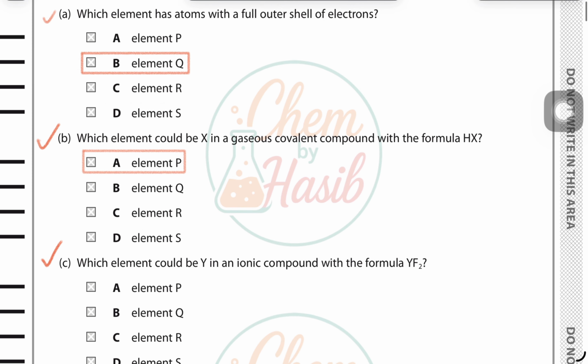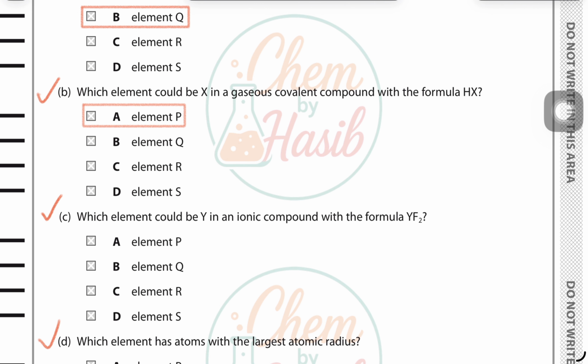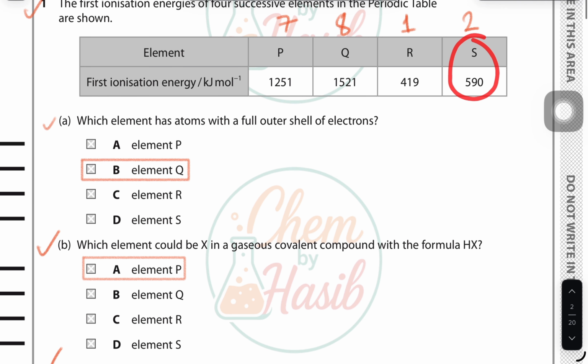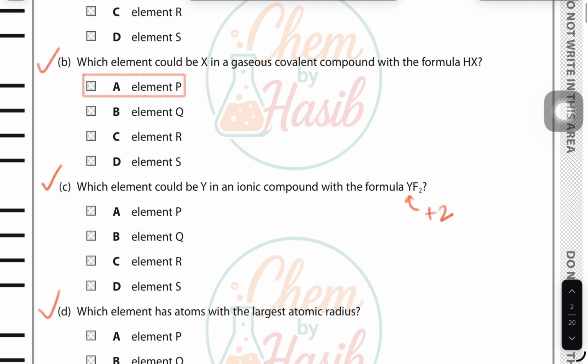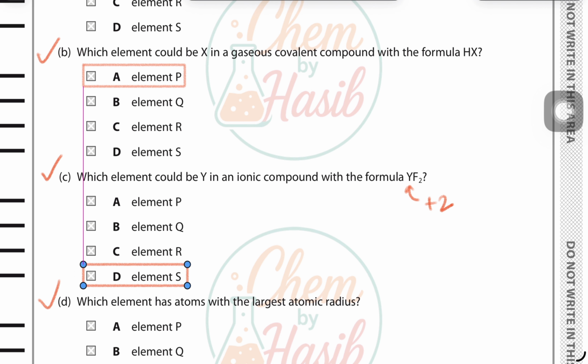And then we have question C. It says, which element could be Y in an ionic compound with the formula YF2? So it's an ionic compound with fluorine as the anion and Y as the cation, and this element Y has a charge of +2, because 2 fluoride ions have a charge of -2. So the cation Y must have a charge of +2, so this element must be a group number 2 element. Group number 2 is the element S. So the answer to question C will be element S.